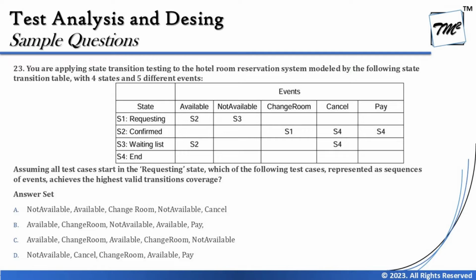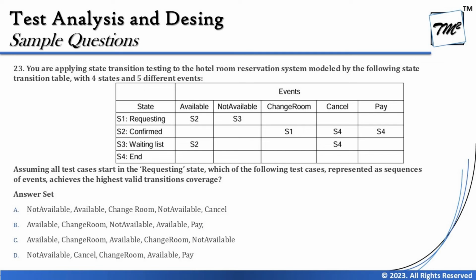From change room, you go back to requesting. From requesting, you said that no rooms are available, so it is in S3, which is the waiting list. And from the waiting list, again you get available, it will be confirmed, and you can go for making the payment. So yes, it covers a perfect sequence, which takes 5 different valid transitions into account, which is higher than the previous one.